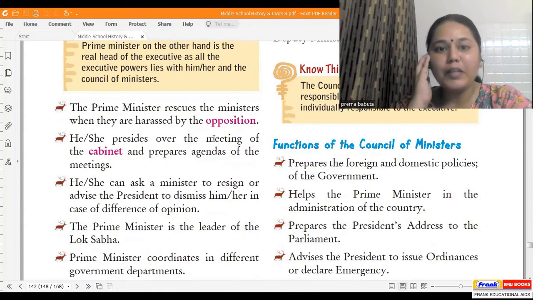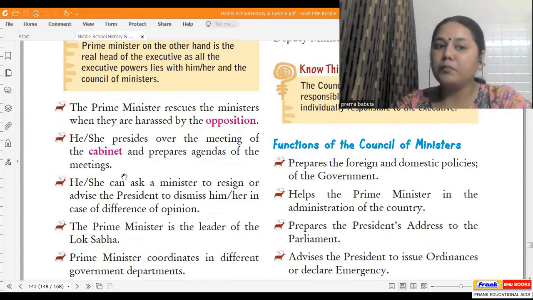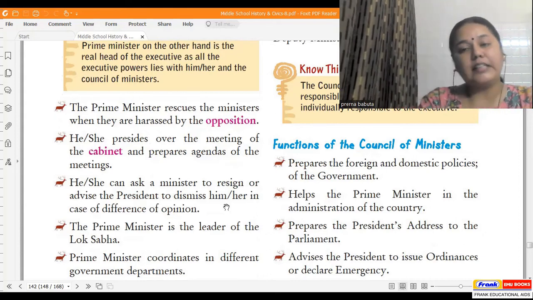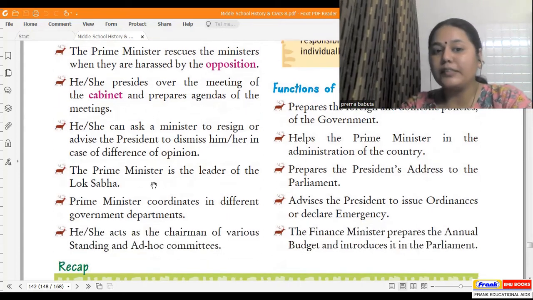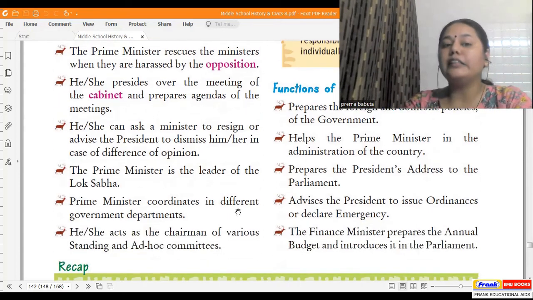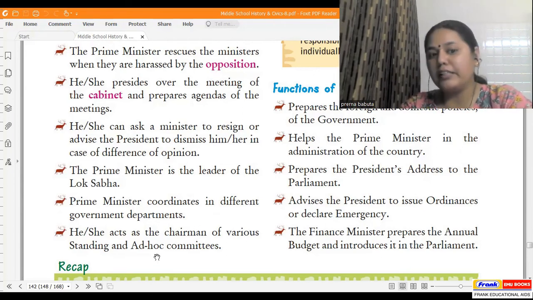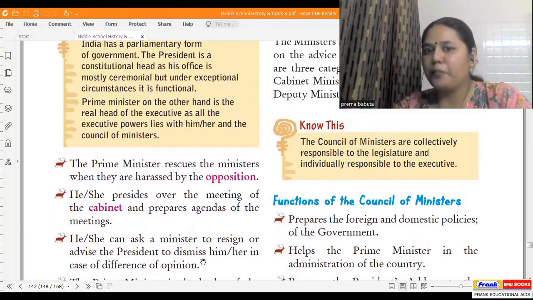Very important role. He or she presides over the meeting of the cabinet and prepares agendas of the meetings. And he can ask a minister to resign or advise the president to dismiss any minister in case there is a difference of opinion. And he's also the leader of the Lok Sabha. And of course, he coordinates different government departments. He or she acts as a chairman of various standing and ad hoc committees. And ad hoc here means more or less temporary.